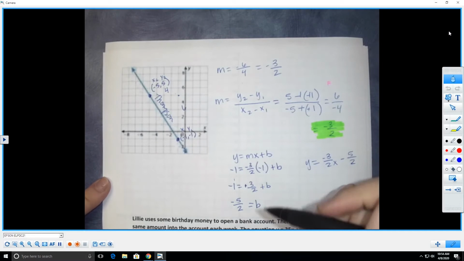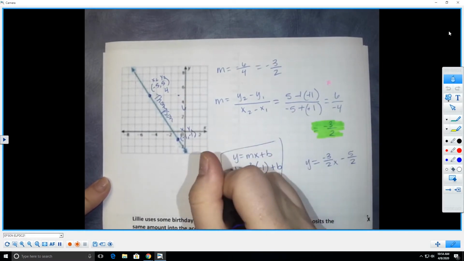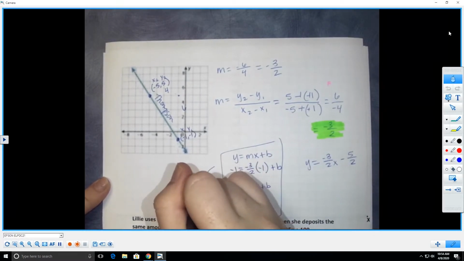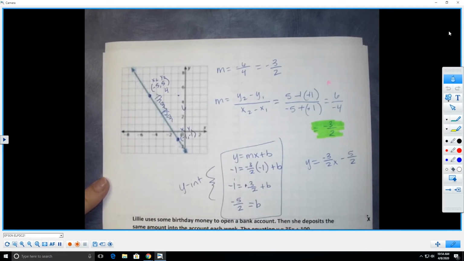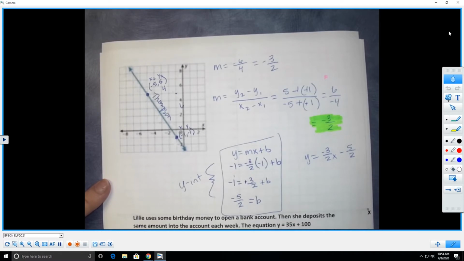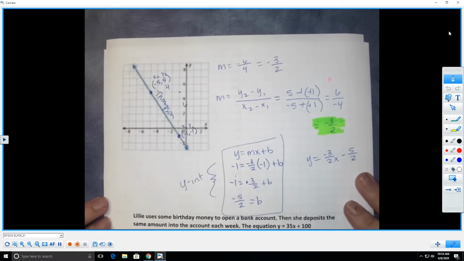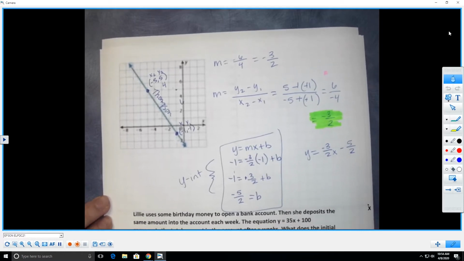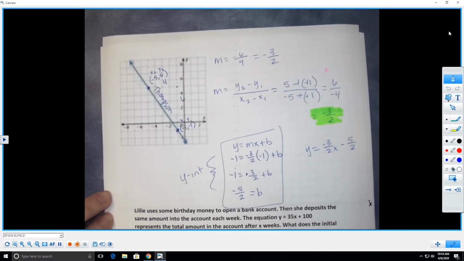Now notice that -5/2 is kind of hard to see on that line. So that's why this is a great method to find your y-intercept, if you can't see it visually. All right, so let's move on to looking at finding the rate of change and initial value and interpreting that in a variety of contexts.